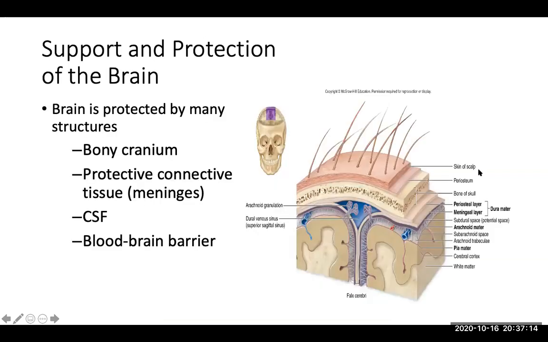Support and protection of the brain: the brain is protected by many structures. The bony cranium are the bones that you've learned. The meninges are the three connective tissues that surround or separate the cerebrum from the bones. And then cerebrospinal fluid is a layer of protective fluid that surrounds the brain to help protect it and give it some buoyancy. And also the blood-brain barrier is protecting the brain tissue from anything harmful in the blood, and that's formed from the astrocytes.